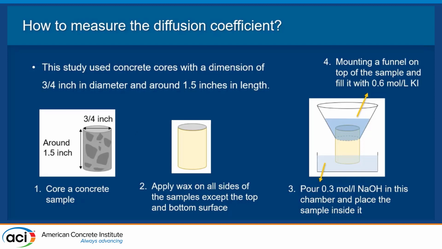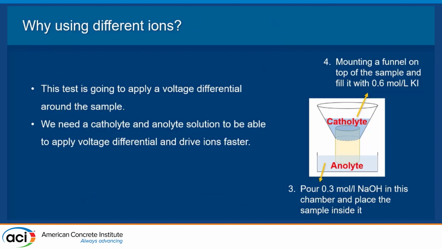We have concrete cores, you can see the dimensions here. We applied wax all around the sample, except the top and the bottom surface. Then we put the sample in a solution and we pour another kind of solution on top of the samples. Why are we using different solutions or different ions? Because to accelerate this process, we are going to apply a voltage differential, or a battery. So we need 2 different solutions to be able to have an anolyte and a catholyte.